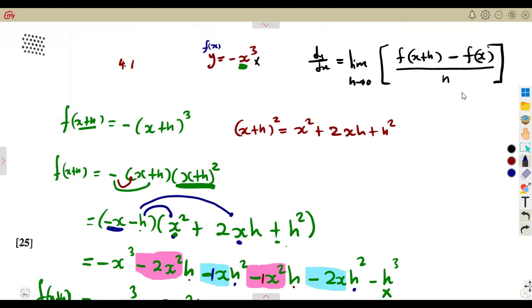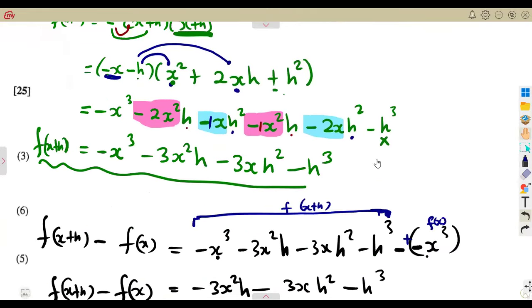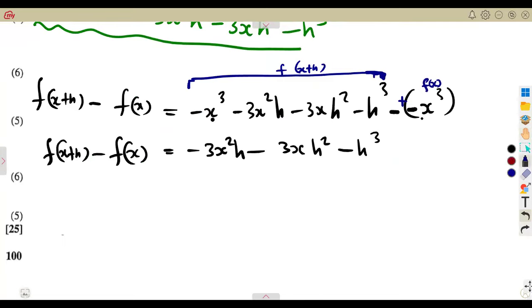What is it that is left? To divide by what? By h. So this is what we're going to take. On our formula, there is f of x plus h minus f of x over h. We just take that piece on its own. So you're going to take this, we divide it by h.